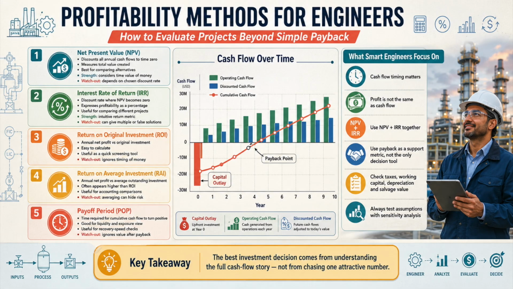Use net present value to understand value creation. Use interest rate of return to understand percentage return. Use incremental analysis for mutually exclusive alternatives. Use return on investment measures cautiously and define their basis. Use payoff period to understand recovery exposure, not total profitability. And always inspect the cash flow chart. Because when the metrics disagree, the timing and structure of cash flow will usually tell you why.